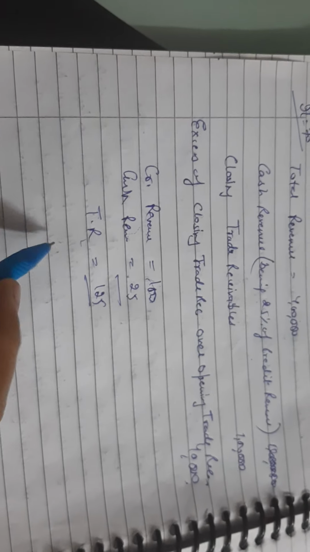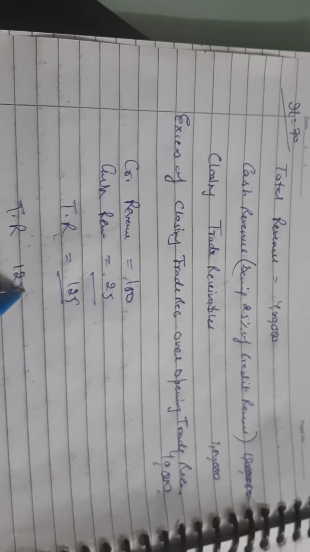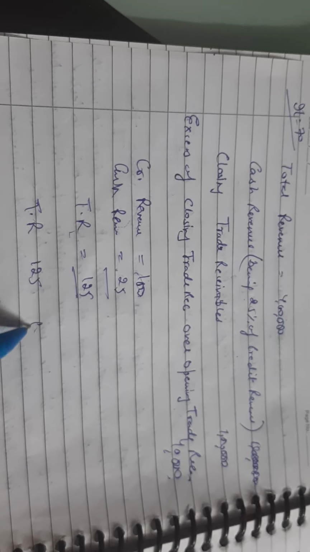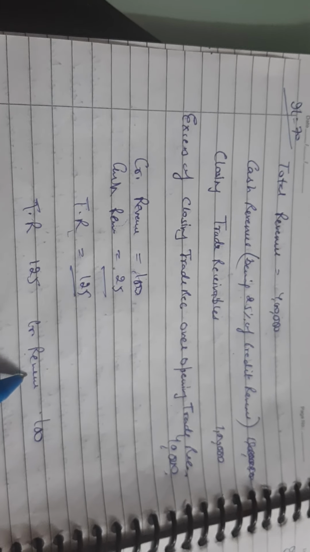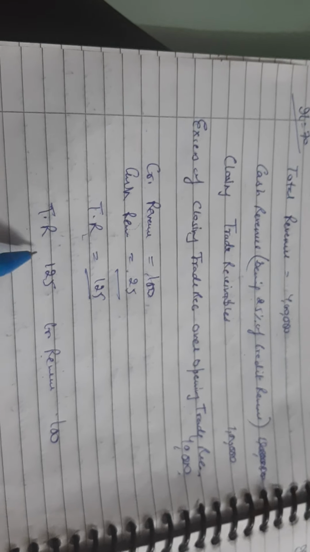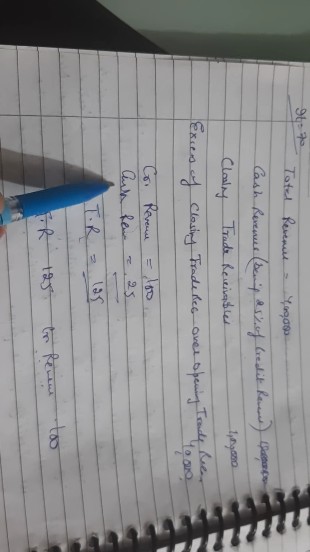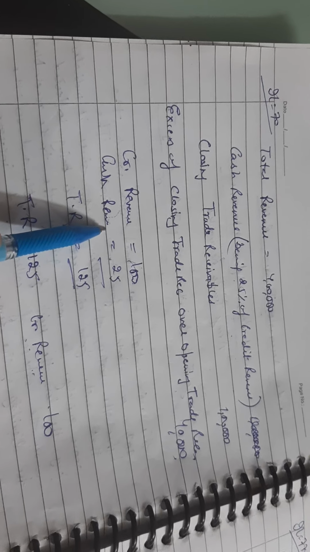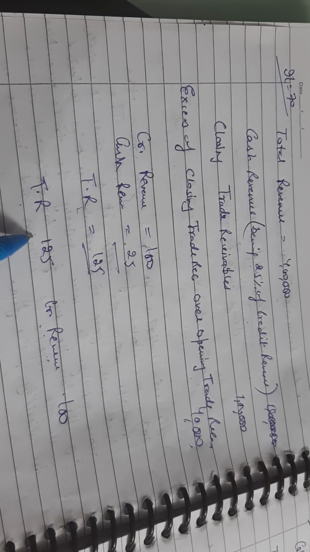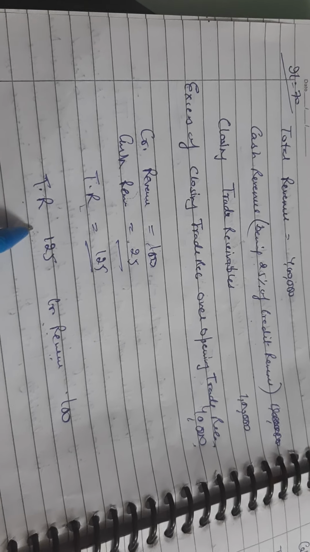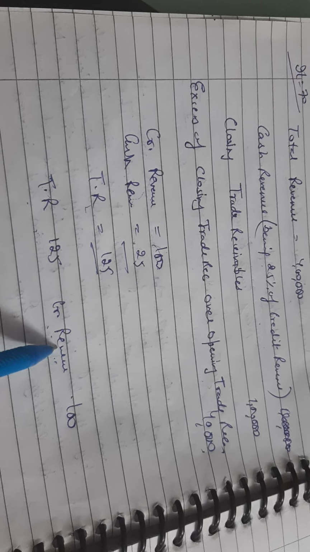Now again we will apply the unitary method. When the total revenue is 125, then credit revenue is 100, because we have to find out the credit revenue in this question. So we will take the credit revenue, or otherwise we can also go for the cash revenue. But in this question, as we have to find out the trade receivable turnover ratio, for which the formula is credit revenue upon average trade receivables, we have to find out the credit revenue.